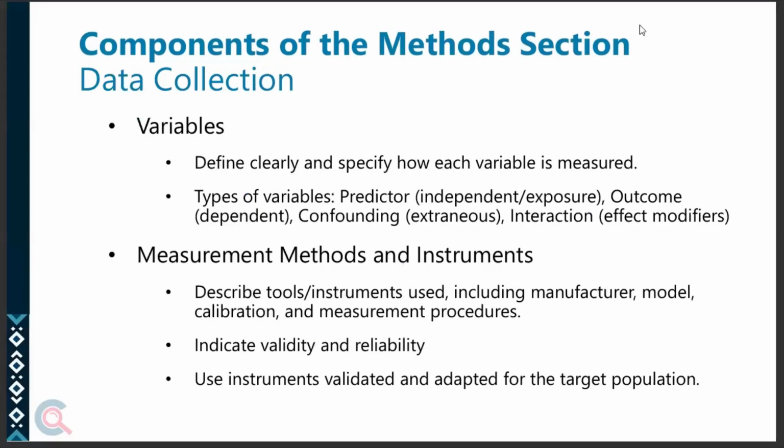Also, there's a section on data collection in which you outline the variables that were used. You have to clearly specify how each variable was measured and the different variable types. Were they predictor variables, that is exposure or independent variables? Were they outcome variables, which is the dependent variable? Were they confounding or interaction or effect modifier variables? That should be clearly specified.